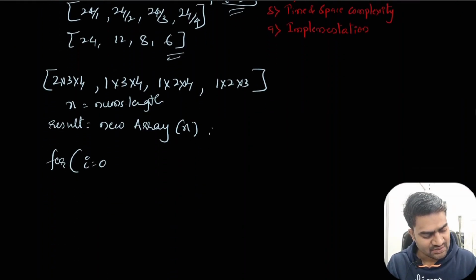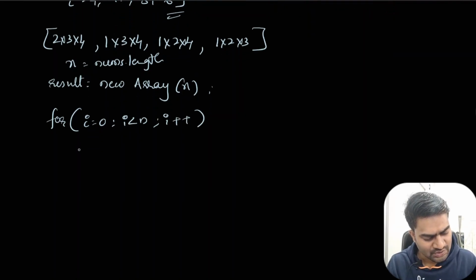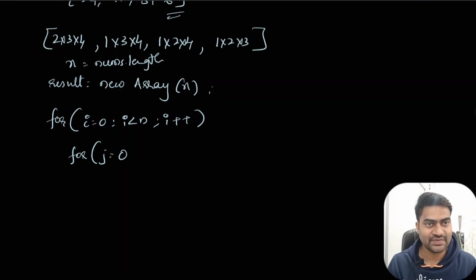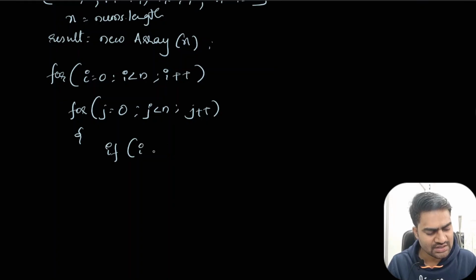So i equal to 0, i less than n, i plus plus. Next, another loop for j equal to 0, again it starts from 0, j less than n, j plus plus. Now inside this for loop, I will check if i is not equal to j, which means I am ignoring the self number. So this basically ignores itself.